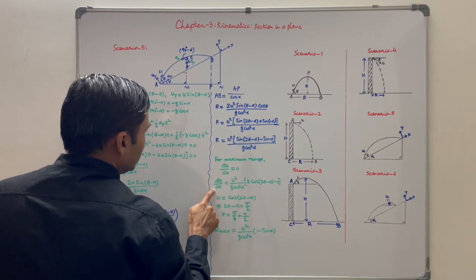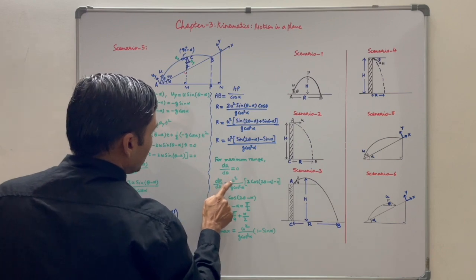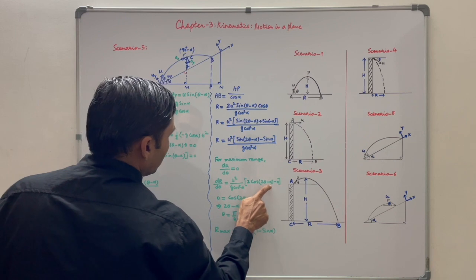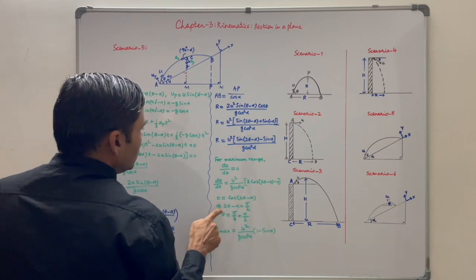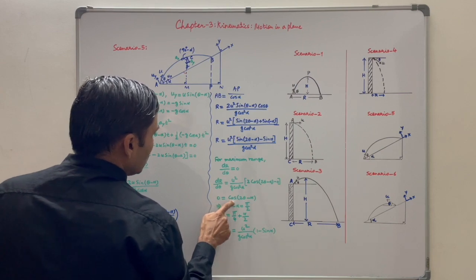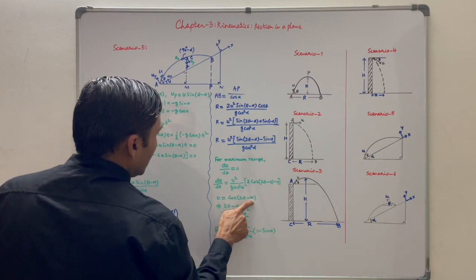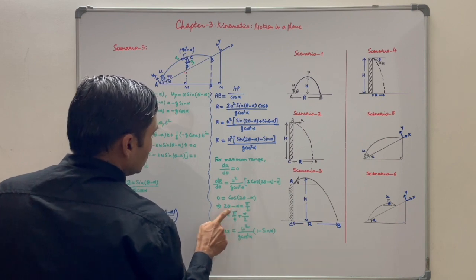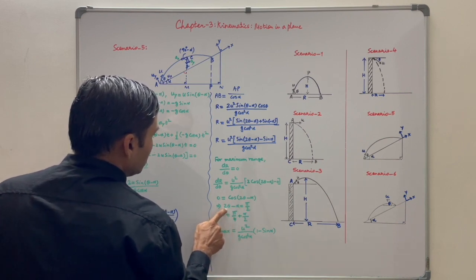So dR upon dθ will be equal to u² upon g cos²α into 2 cos(2θ − α) minus 0. So the condition for maximum range will be 0 is equal to cos(2θ − α), or 2θ − α is equal to π/2. So this is the condition for maximum range.